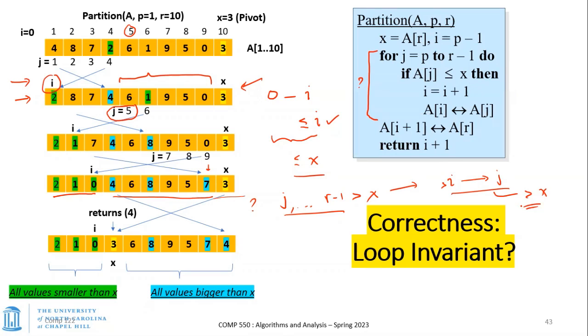Everything from I plus 1 up till and including J is going to be... including J or excluding J? Yeah, so not including J. So everything from I plus 1 to less than J, that range is now going to be greater than the pivot. Okay, so that's great. And what about everything else? So everything in this range, we have said is going to be greater than the pivot. So 7, 4, and 6 are clearly greater than 3. What about this part? Can we say something about that?